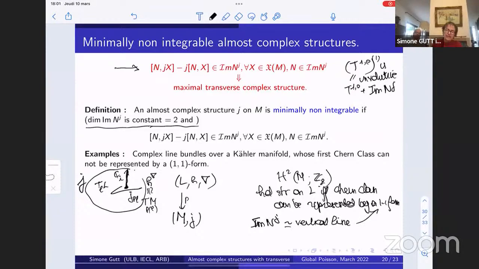when exactly the curvature is not a 1-1 form. And so this is an example where it's minimally non-integrable. And I shall finish here.